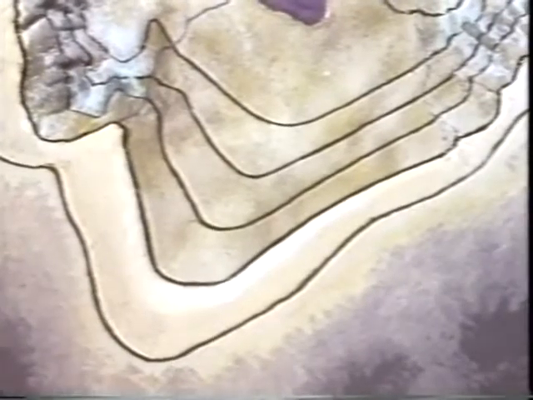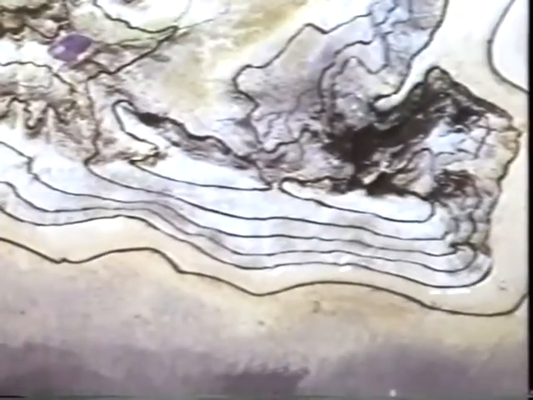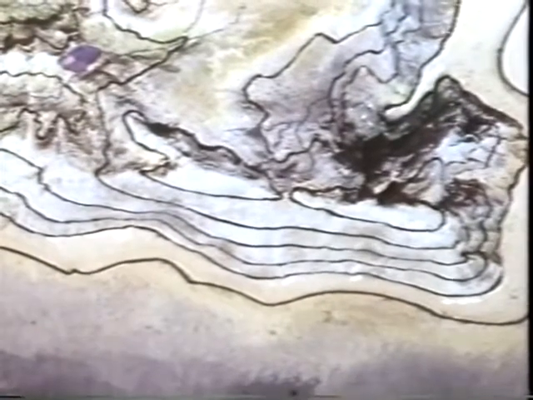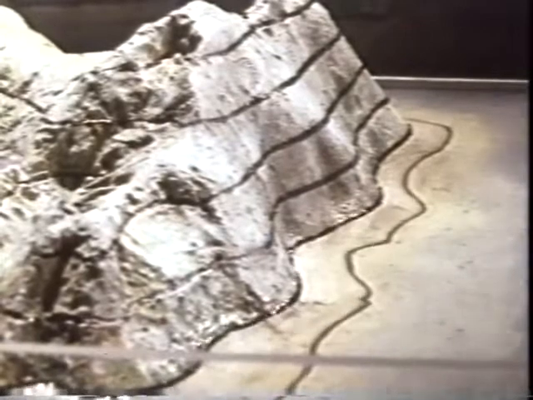In some parts of the island, the contours are wide apart. That means a fairly gradual slope like this. But where the contours are closer together, as they are on this side of the island, the slope is steeper. It's quite a cliff.